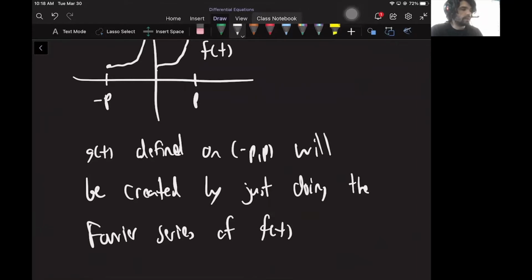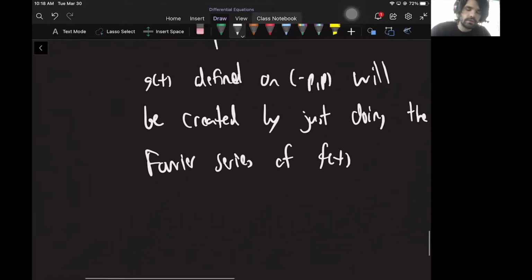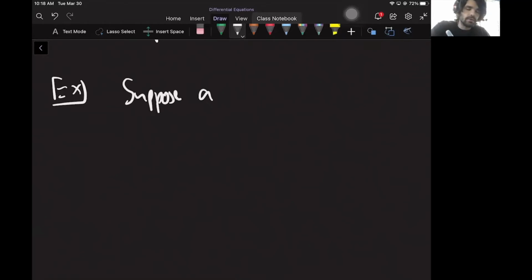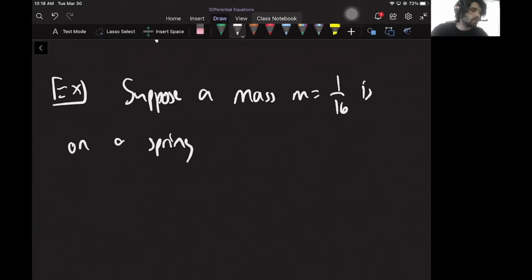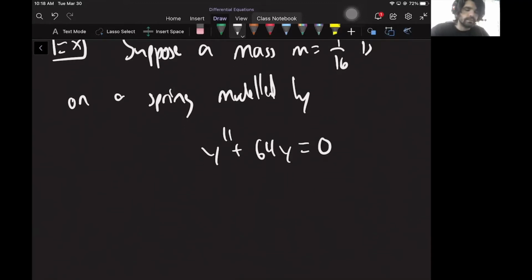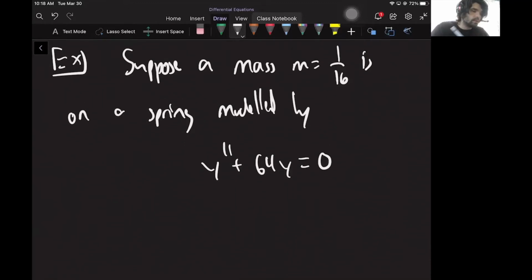Okay. So let's do an application where this is relevant. So let's jump into some applications, see how we could use this. So we're going to use springs as usual, just because they are the simplest to deal with. So suppose a mass m equals 1 over 16 is on a spring modeled by, so I'm just going to already include, the 16 is already included in this whole thing with the spring constant to get you 64. And there's no air resistance.